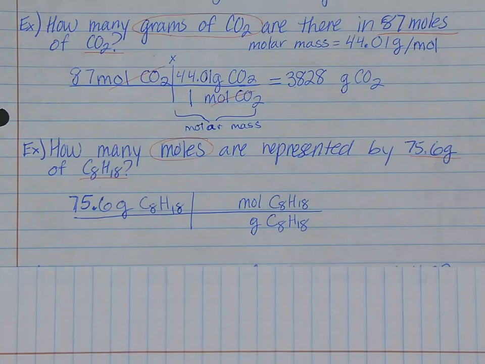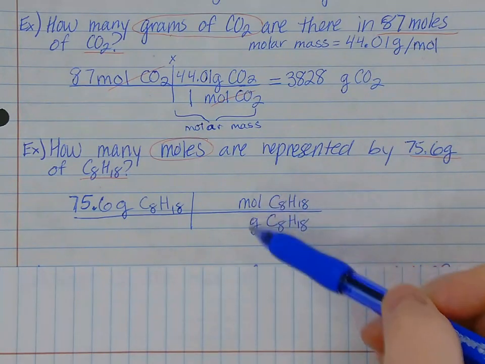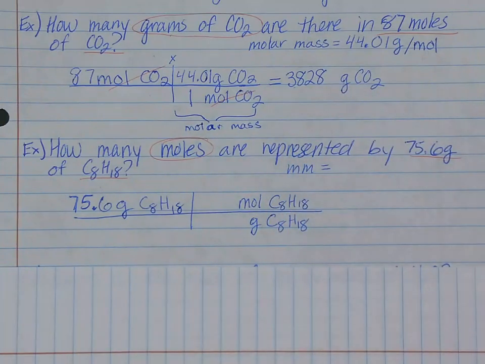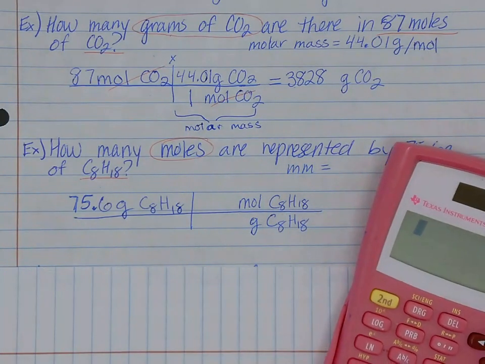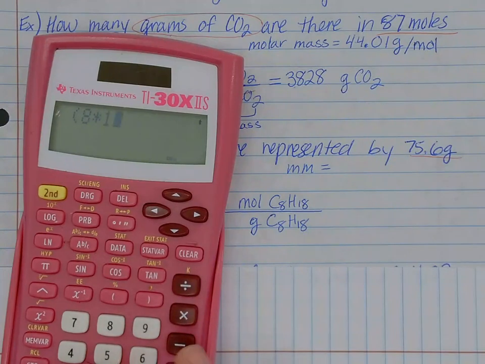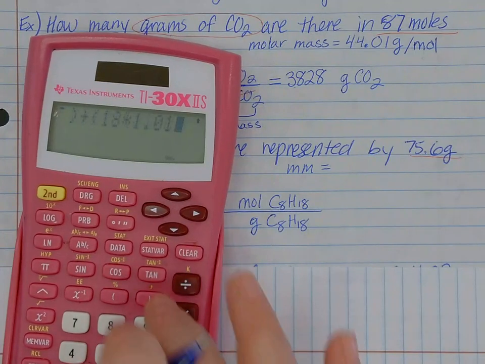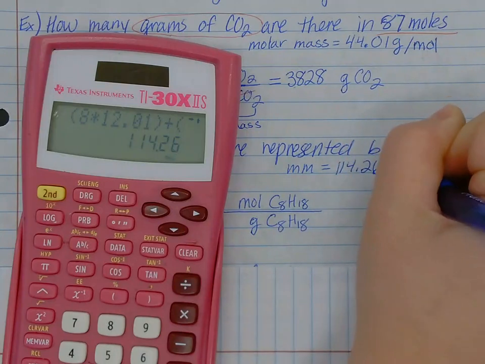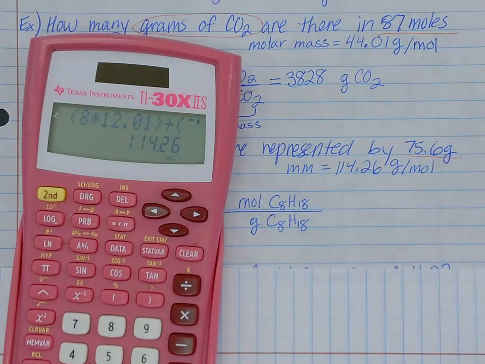Good. All right, so we can see here, chemical stays the same, but our unit changes. So we need the molar mass of that chemical. So let's do a little side calculation here. How many carbons do we have in it? 8 times, what's our mass of carbon? 12.01. Plus, how many hydrogens? 18 times, what's the mass of hydrogen? 1.01. So we get a total of 114.26 grams per mole.